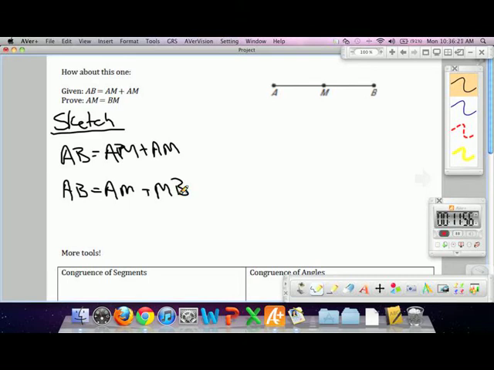And if you know this, then how's the rest of this going to go? How about then we could substitute. And after you substitute, then what will we do to finally get down to just AM equals BM?